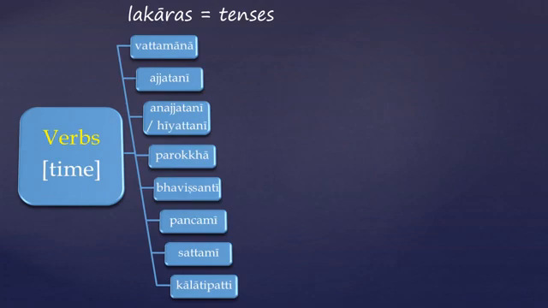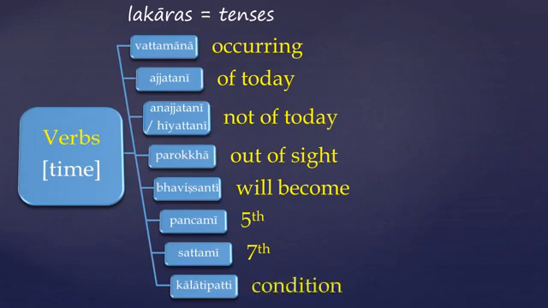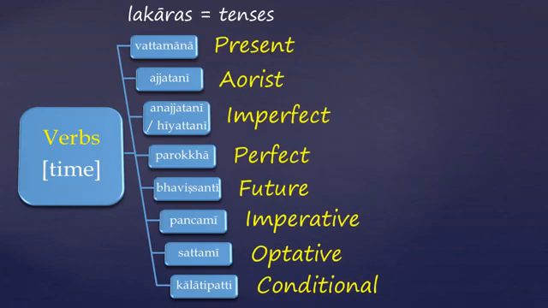And the names can be roughly translated as what's occurring, off today, not off today, out of sight, what will become, the 5th, the 7th, and the condition. But it's more usual to give these groups their names as they align with the Greek tenses. Now you should realise that although these terms are called tenses, they're actually just alternative sets of derivation.